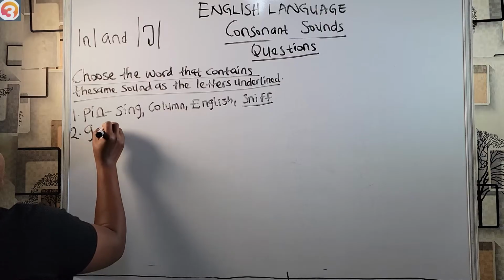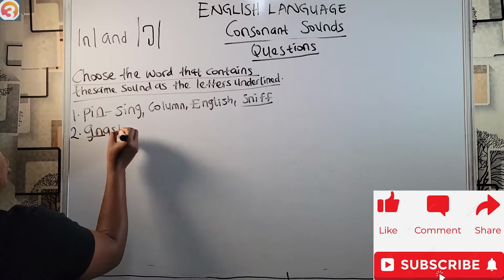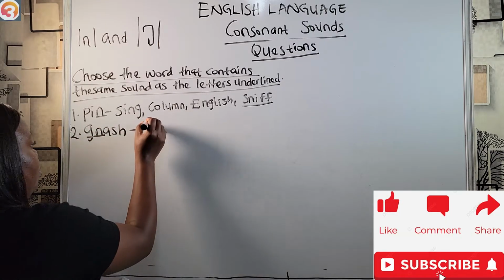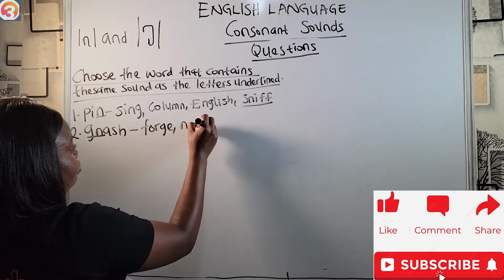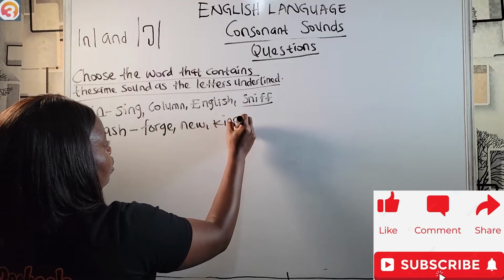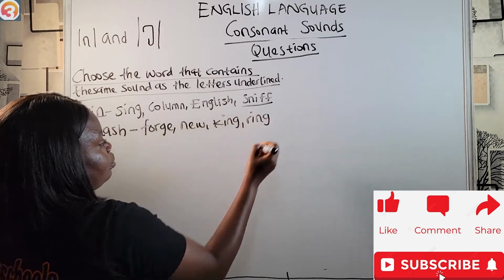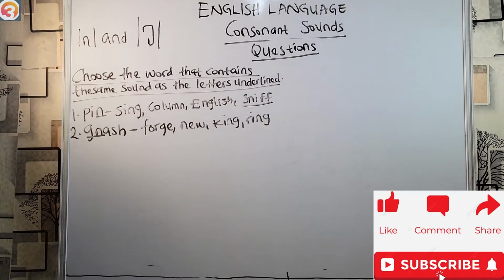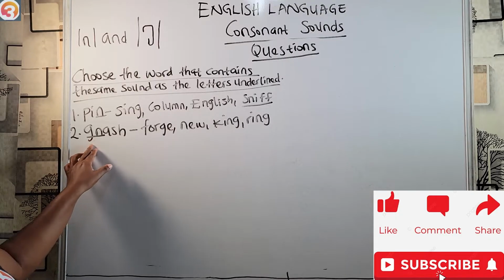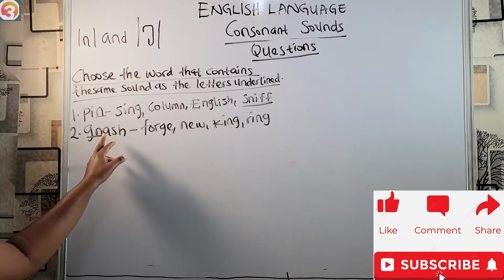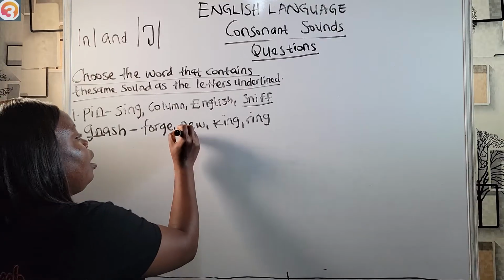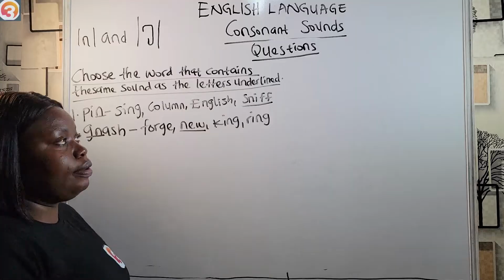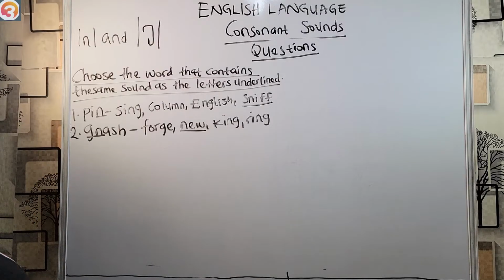Two, we have Nash. The GN is underlined. Our options are forge, new, king, ring. We have Nash. The G is silent, leaving us with the N sound. The N is not even present in this one, but we have it here, new. And then ng here rather than the N sound. So our answer there is new.